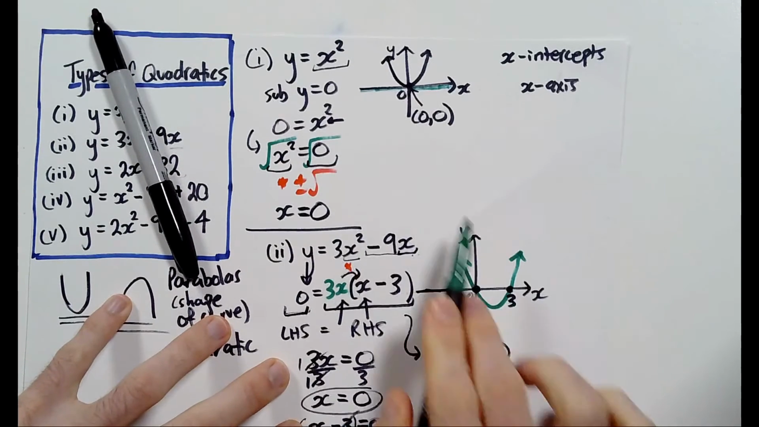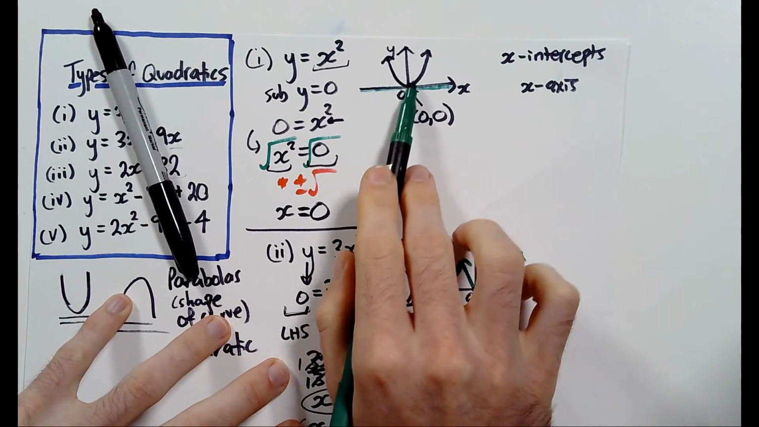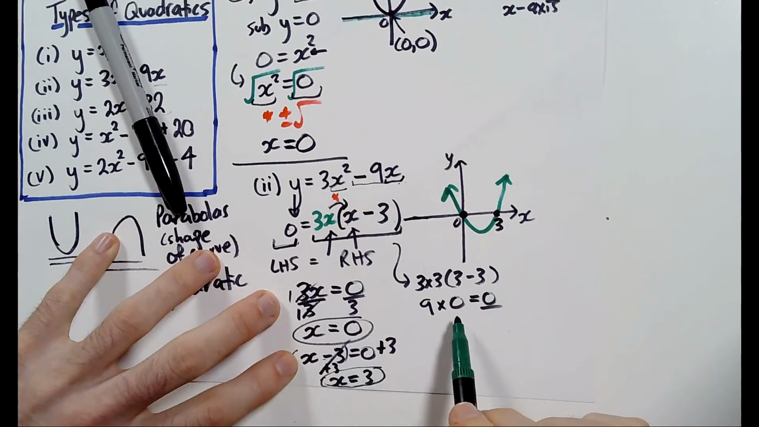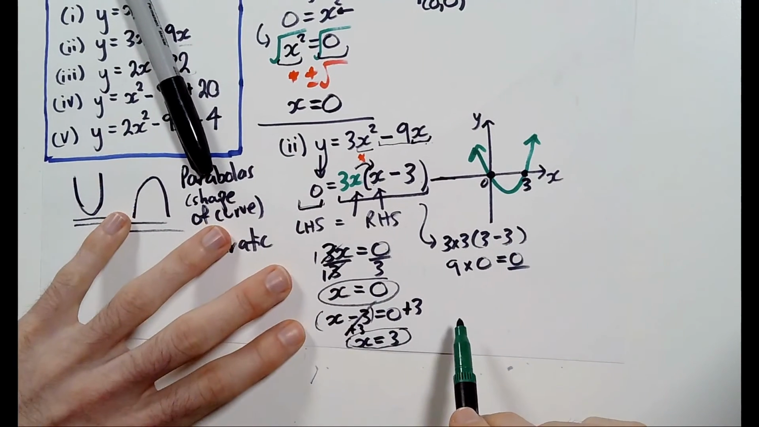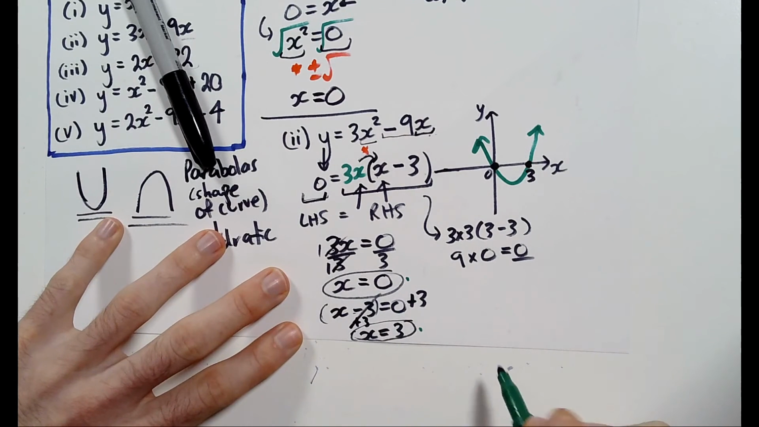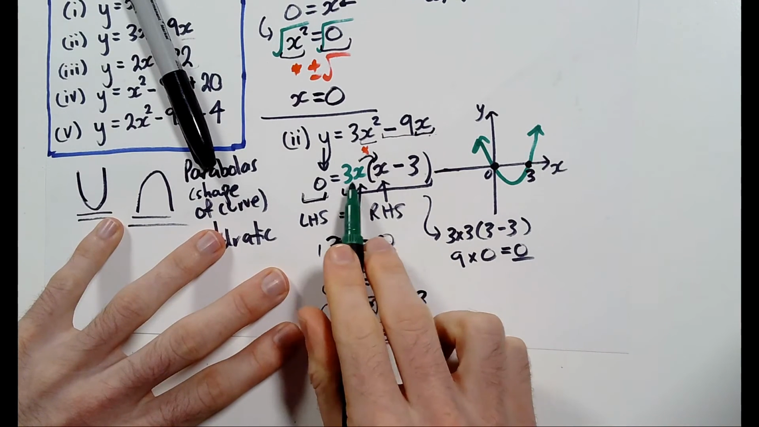And you can see the distinction. This one just hit 0 once and went straight back up because it only had one intercept. This one had 2 intercepts. The answers to this were 0 and 3. Okay, and you can see why that was, because we had these 2 parts.